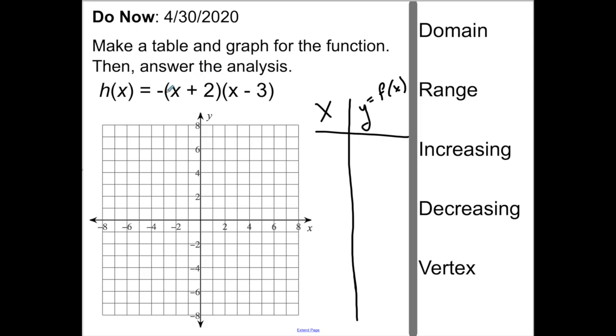Okay, so in this Do Now, we have this graph right here, negative x plus 2, x minus 3. I stole a graph from one of the worksheets, but that doesn't necessarily mean this has appeared on any of those worksheets. So what I want you to do, take a moment. I want you to make a table and a graph, and this should actually be h. Make your table and your graph, plot your function, and then answer what is the domain, the range, the increasing, the decreasing, and the vertex. Take a moment, pause the video, get me the table, graph, and analysis. Then when you're ready, unpause, and we'll see if you got it.